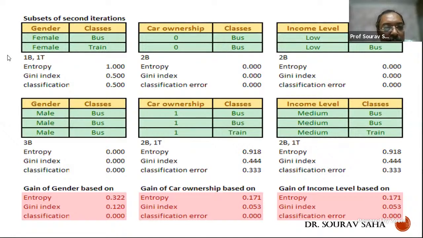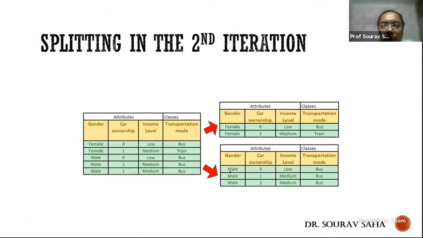Sumit is saying gender. Anu is saying gender. Priyanka is saying gender. Yes, everyone is correct, right? The answer is gender. So gender has the maximum value by entropy and the maximum value via Gini index. Unfortunately, the classification error is not able to give you any further result. So classification error is not the best way of doing the split. So good, we'll split based on gender.